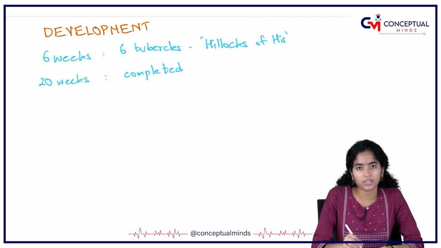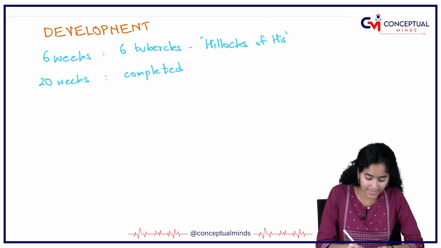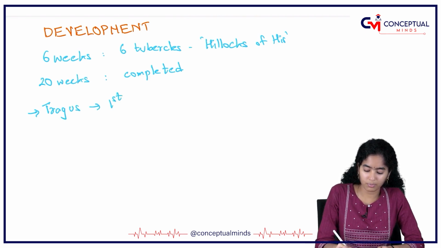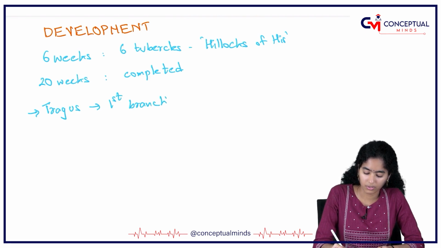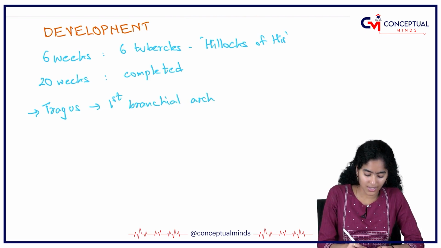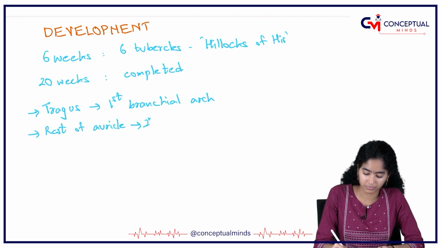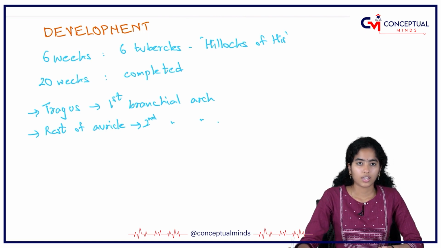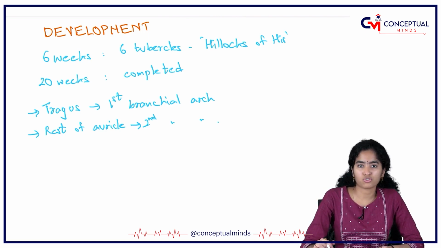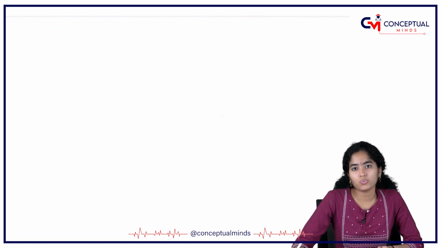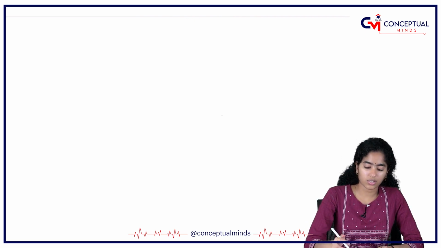And another point to be remembered in development is the tragus develops from the first branchial arch, and the rest of the auricle develops from the second branchial arch. These points are crucial to understand the congenital anomalies of the ear. Stop. In the next video, let us look into the disorders of pinna.